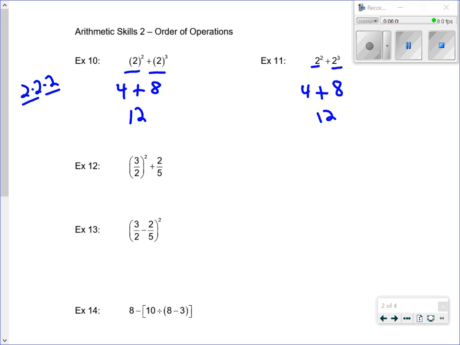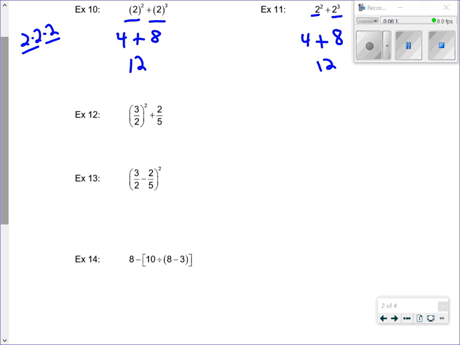Now, examples 12 and 13, if I took the parentheses off of those, they would not be the same. You don't need to copy this, but I'll just show you. If I took three halves and wrote the square without parentheses, that would be telling me to square the 3, but not to square the 2. And so when you have 3 halves and the whole thing is in parentheses, I'm telling you I want you to say 3 halves times 3 halves. And that's not very hard. 3 times 3 is 9, and 2 times 2 is 4. And I'll copy the plus 2/5.